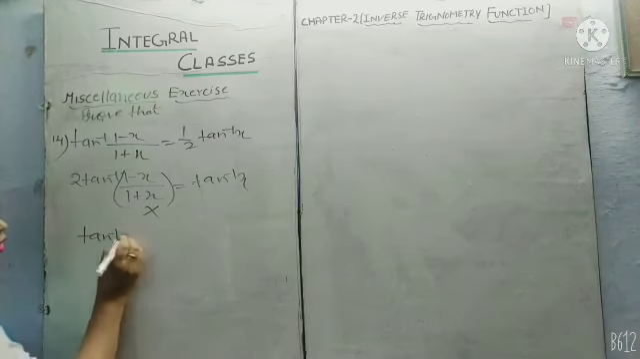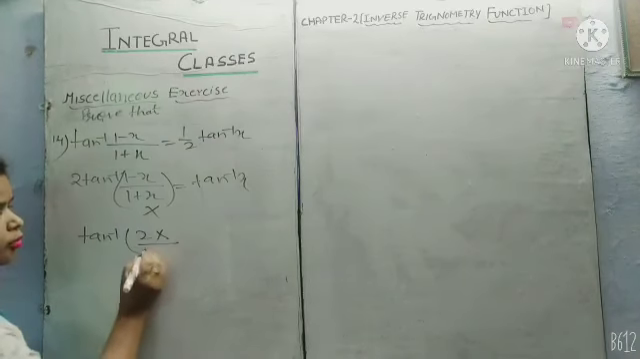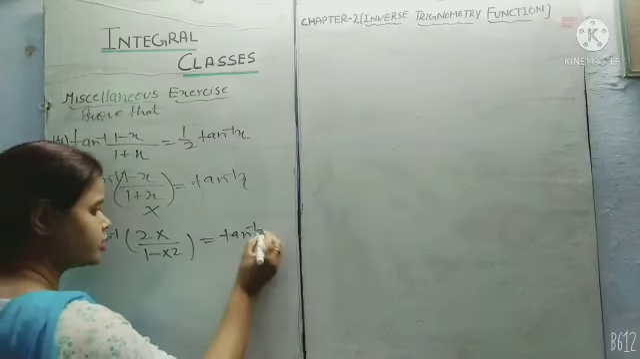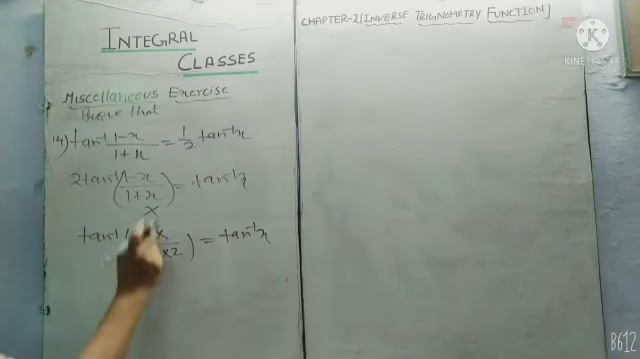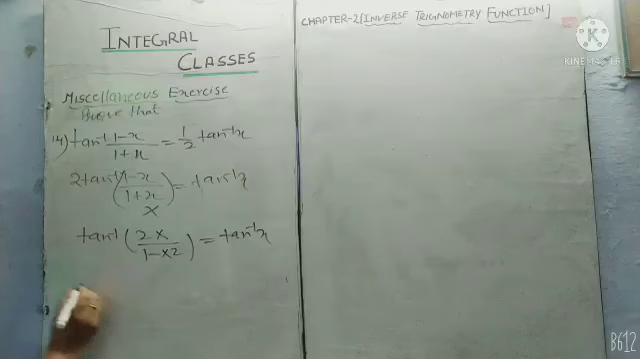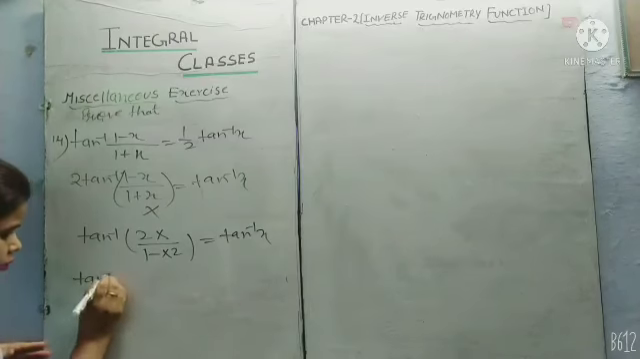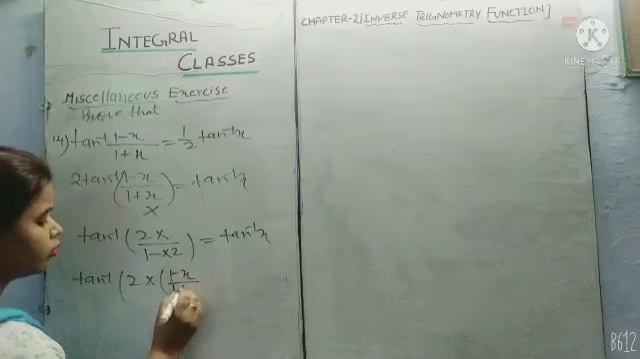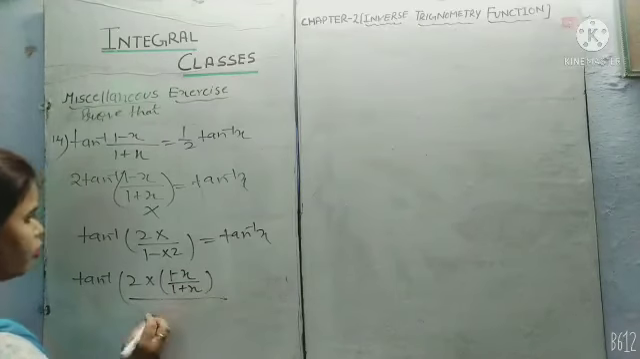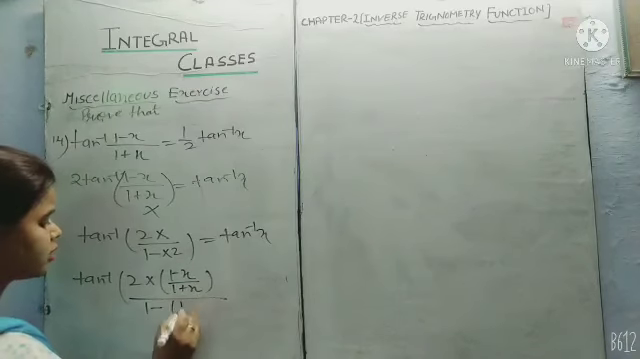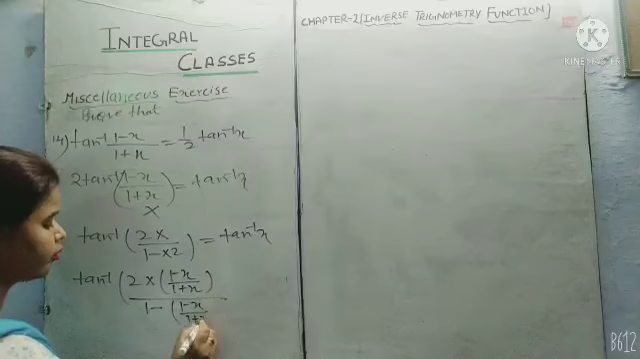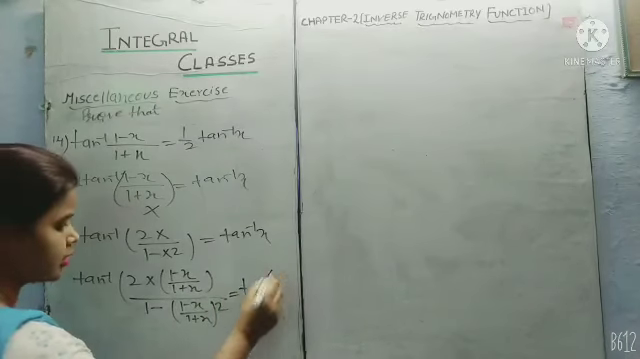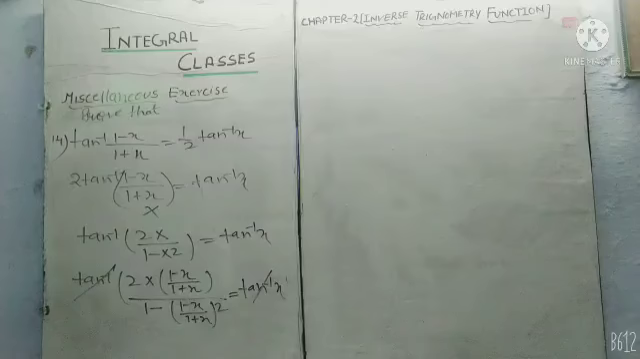Tan inverse 2x upon 1 minus x square equals tan inverse x. Now we will replace capital X by this whole expression. Then it will become tan inverse of 2 into (1 minus x upon 1 plus x) upon 1 minus (1 minus x upon 1 plus x) whole square equals tan inverse x. Tan inverse x is cancelled on both sides.